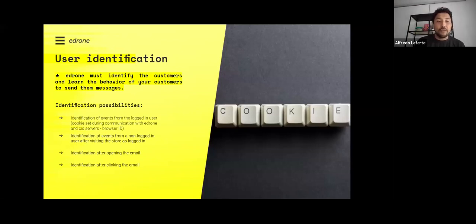User identification, I think this is really important because it's the question of where we get the information about the users. And we have types of identification. We have identification from events from logged-in users, identification from events from non-logged users, identification after opening emails, identification after clicking emails. What is important? It is important because when we send automation, this can increase the base of contacts and also identify more clients on your own e-commerce.